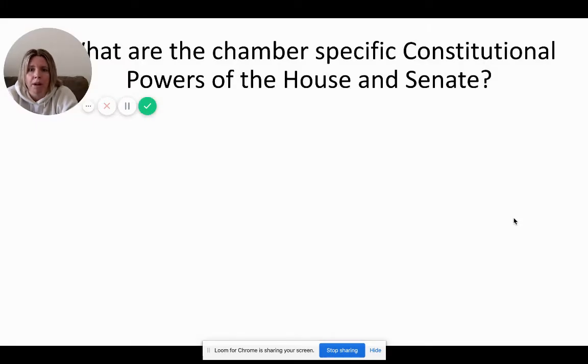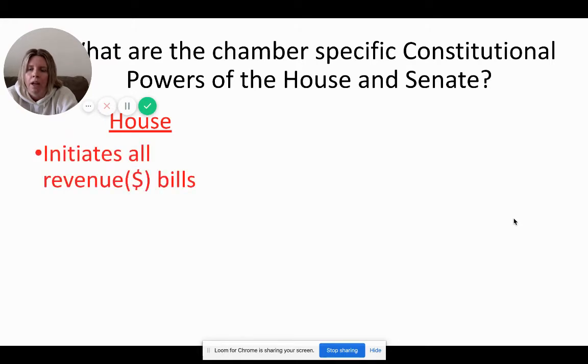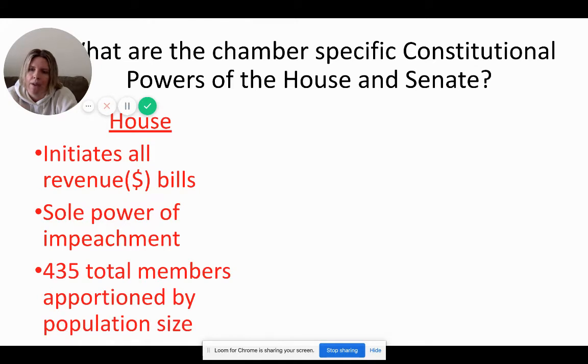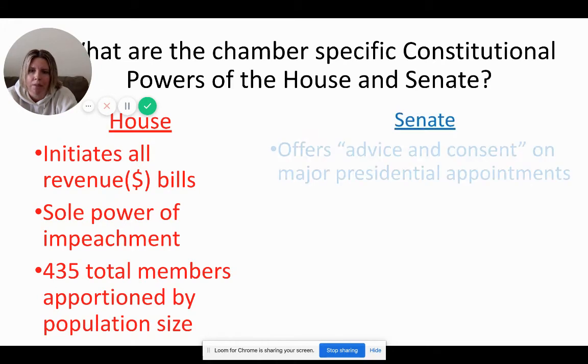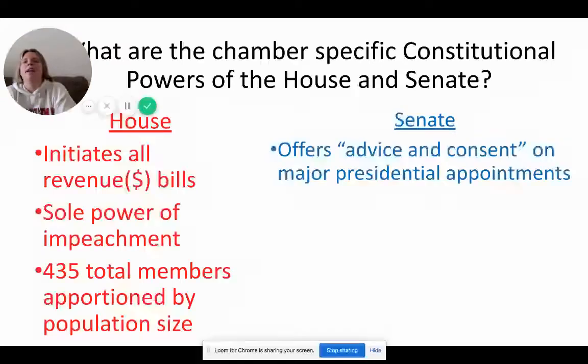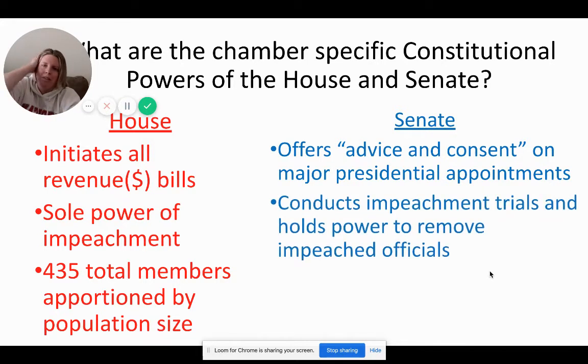Okay. So what are the powers? The chamber specific powers in the House and Senate. So House, what should we know? Initiate revenue bills, sole power of impeachment, and there's 435 of them, and it's based on size. The Senate is the one that offers advice and consent, both on judges and major presidential appointments. So if the president wants to appoint someone to a top level position in government, they have to go through the Senate and basically get a stamp of approval. And the Senate has to say, okay, yeah, we like this person. We think they're good. Because we just didn't want the president appointing people that were unqualified. That would be a little scary.